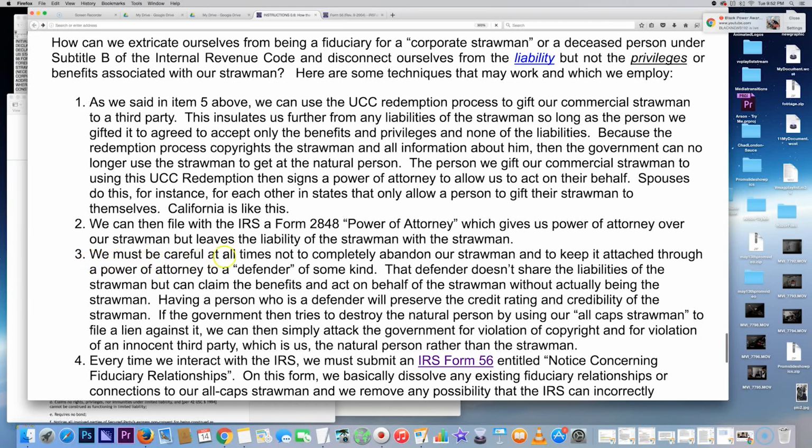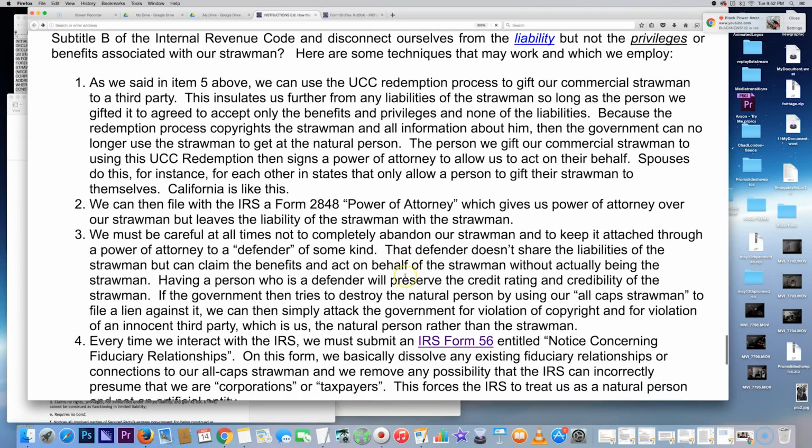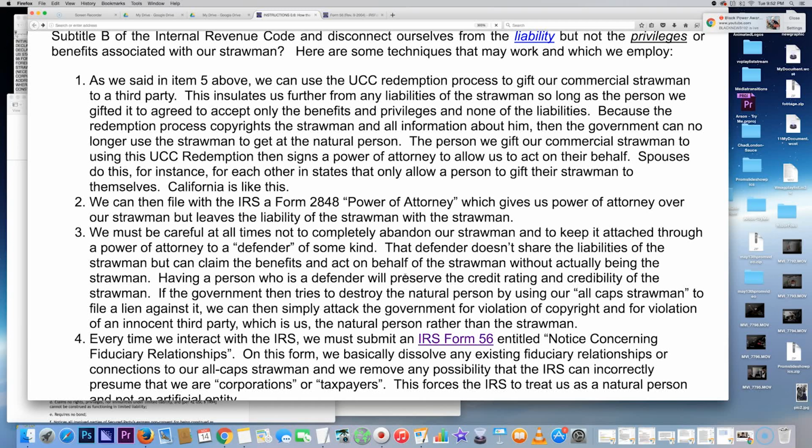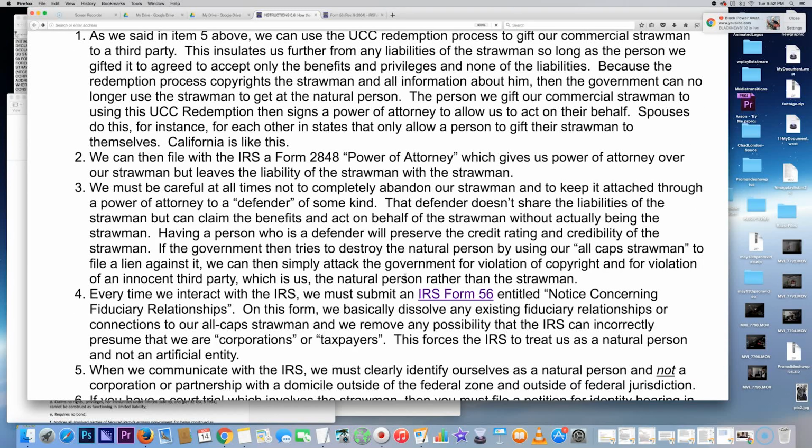We must be careful at all times not to completely abandon our straw man, and keep it attached through a power of attorney to a defender of some sort. That defender doesn't share the liabilities of the straw man, but can claim the benefits and act on behalf of the straw man without actually being the straw man. Having a person who is a defender will preserve the credit rating and credibility of the straw man.